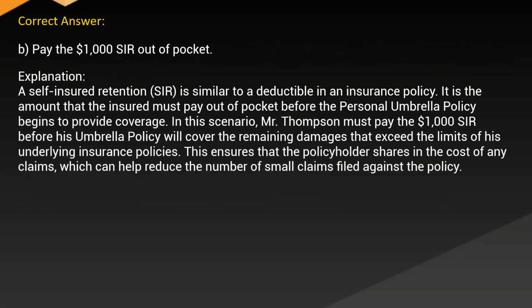Correct answer. B. Pay the $1,000 SIR out of pocket. Explanation. A self-insured retention is similar to a deductible in an insurance policy. It is the amount that the insured must pay out of pocket before the personal umbrella policy begins to provide coverage. In this scenario, Mr. Thompson must pay the $1,000 SIR before his umbrella policy will cover the remaining damages that exceed the limits of his underlying insurance policies. This ensures that the policyholder shares in the cost of any claims, which can help reduce the number of small claims filed against the policy.